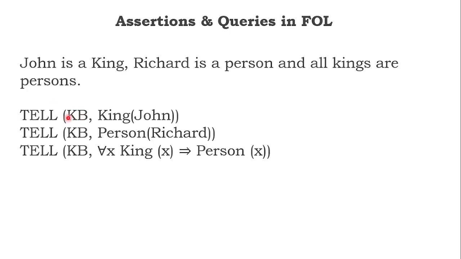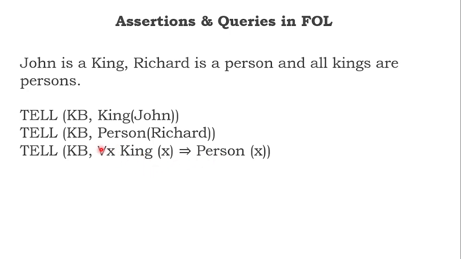Now I am going to tell KB, that is knowledge base. Tell to knowledge base, John is a king. Done. Tell to knowledge base, Richard is a person. Done. Tell to knowledge base, all kings are person. Can you remember? Don't use the word all. Now what am I going to use? If X is a king, then X is a person. Okay, that is the meaning.